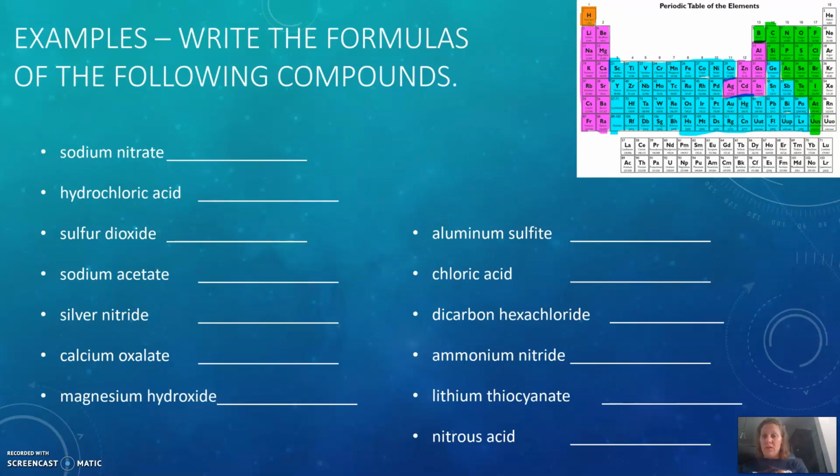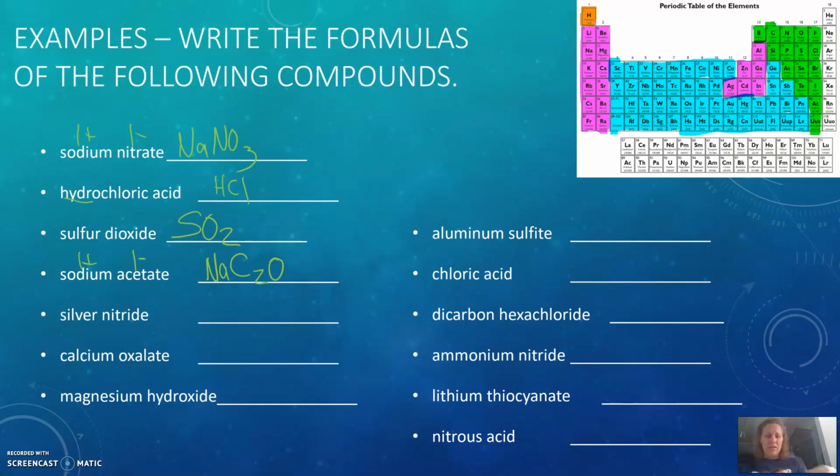So here we go. Sodium nitrate, 1 plus, 1 minus. NaNO3. Hydrochloric acid, that's hydro, so it's one of these, chlorine, so it's HCl. Sulfur dioxide, sulfur, look, prefix, so SO2. Sodium acetate. Sodium is here. Well, I should put the charges on here, but that's a 1 plus and acetate's a 1 minus. So it's just NaC2O.